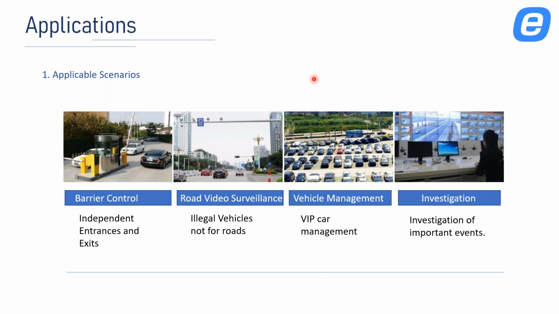These are some of the applicable scenarios: barrier control, road video surveillance, vehicle management, like in a big parking lot, in a mall, or maybe a supermarket, and investigation. You can look through the database of each license plate and figure out which car you're looking for. Maybe it ran the barrier, or it ran the stoplight. That way, through our database, you can find that specific car and that specific license plate.